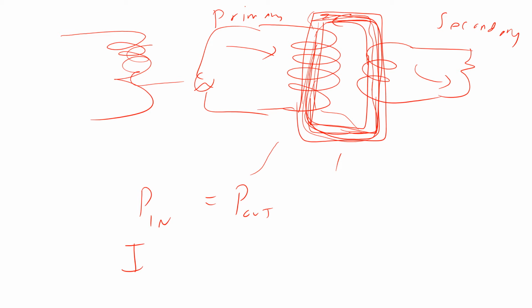So that means I primary times voltage primary has to equal I secondary times voltage secondary. There's also going to be a phase factor in there, but it should be the same for both, so that cancels out. So we could then say the voltage on the secondary is I primary over I secondary times the voltage on the primary.